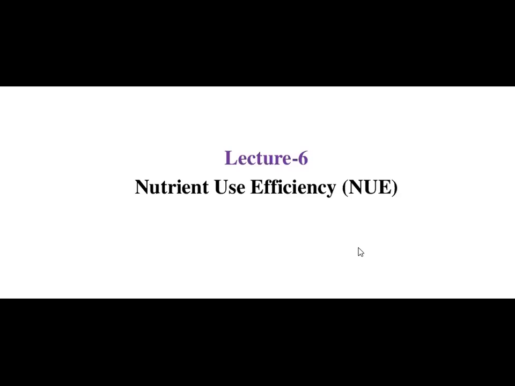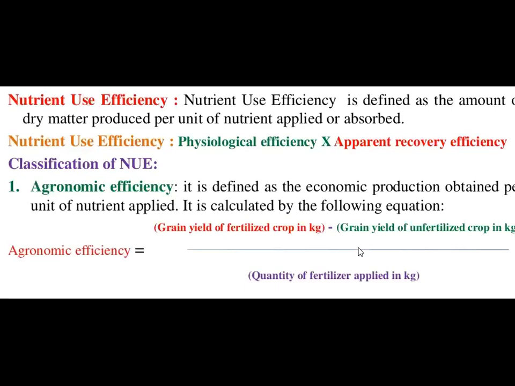Then we look at the definition of nutrient use efficiency. Nutrient use efficiency is defined as the amount of dry matter produced per unit of nutrient applied or absorbed. Whatever nutrient we add, what percentage of nutrients is absorbed is called nutrient use efficiency. It is denoted by physiological efficiency into apparent recovery efficiency. Then there are various classifications of nutrient efficiency.